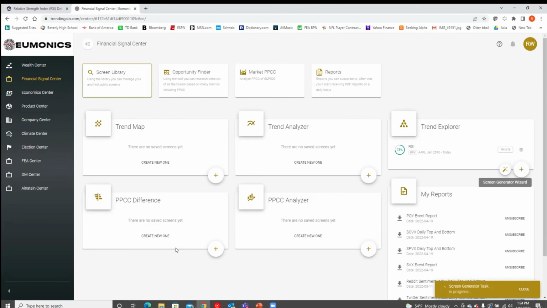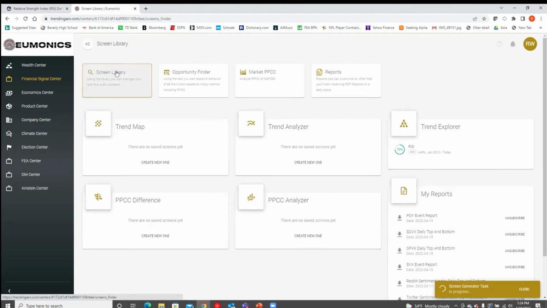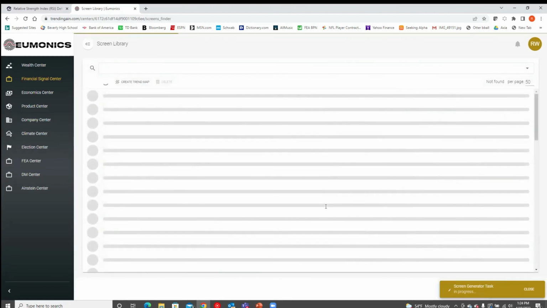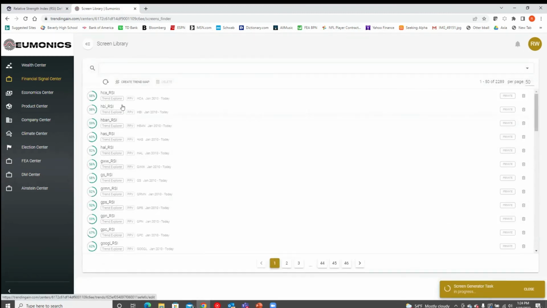And we're going to see: does this causal relationship hold only for Apple, or is this useful for all stocks in the S&P 500? What the screen generator does is take that screen and apply it to every stock in the S&P 500, and put the outcome here in the screen library. If I come in here, you'll see all the tickers that it's already applied it to.